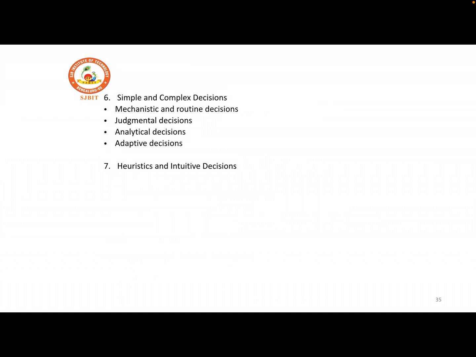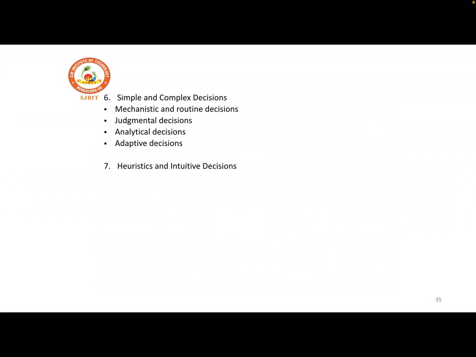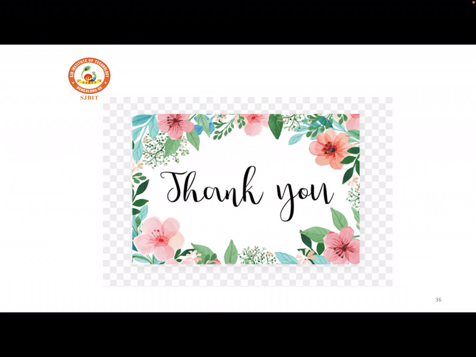Simple and complex decisions. Judgmental decisions you need to take, analytical decisions, adaptive decisions, heuristic and intuitive decisions. So this is about management, different types of management, functions of management, what is planning, what is organizing, what is controlling, what is communication and all, and what is decision making. So hope you understood. Let's meet in the next video with module 2. Thank you very much.